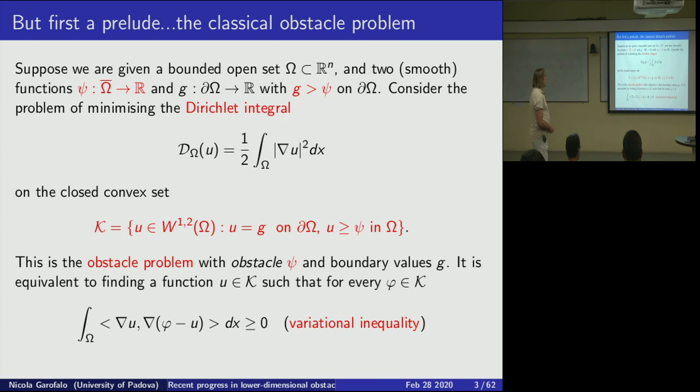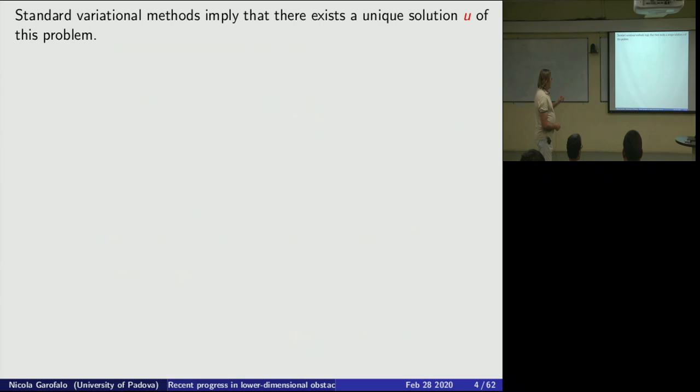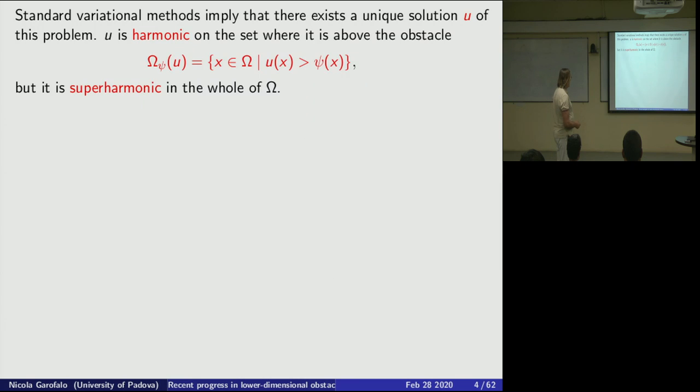So one thing that you realize immediately from the inequality is that when you look at the set where u is above the obstacle, u being your solution, above the obstacle means that you're separated from the obstacle, and then your function u is just a standard harmonic function. It's a classical harmonic function.